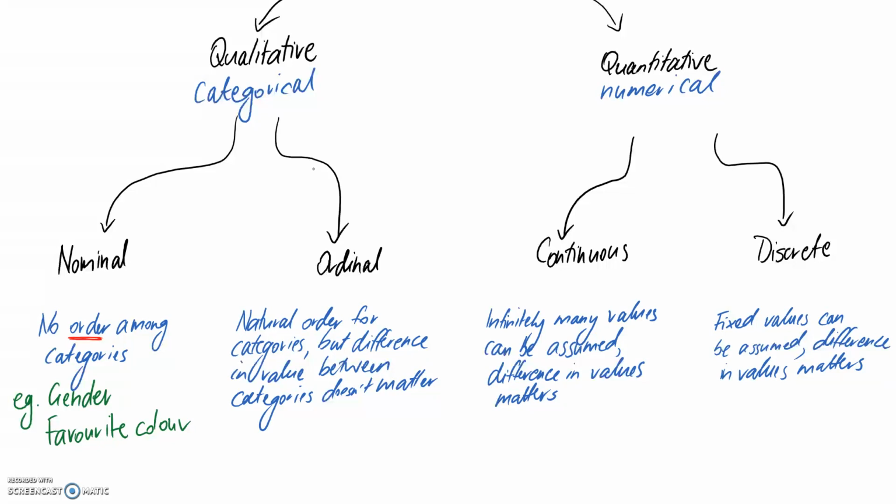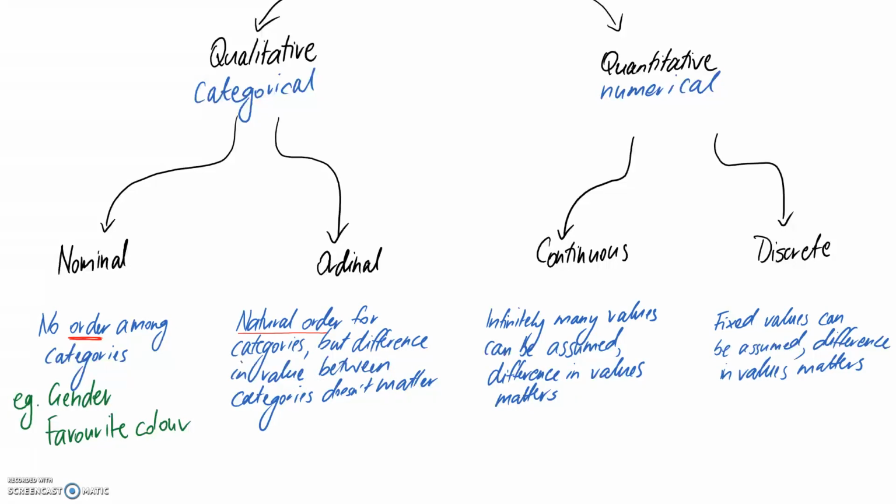So the next one that we have is ordinal, and as the name suggests, this is going to have an order or a rank among the different categories. So we can see here from the definition, we have a natural order for those categories, but a good thing to note is that the difference in value between the categories doesn't really matter.